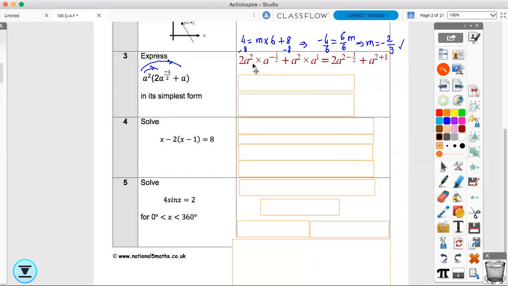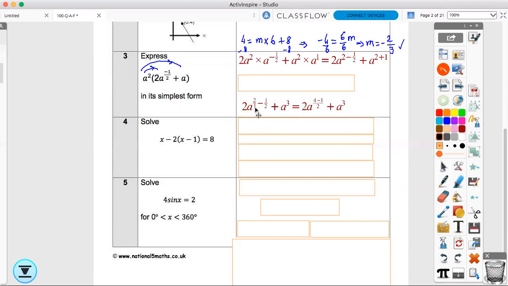And the rule of indices tells us that if you've got a square times a to the power -1/2, you just add the indices: 2 plus -1/2, which is 2 minus 1/2. And the same here, I've got 2 and 1, that becomes 2 plus 1. So 2 plus 1 is 3. 2 minus 1/2 is just 1/2. Okay. Sorry, it's 1.5, I should say. So you need to be careful.